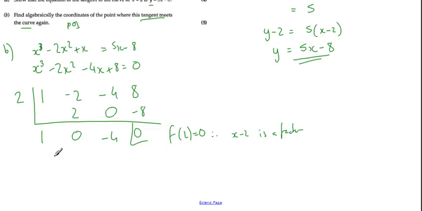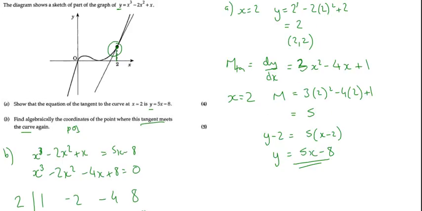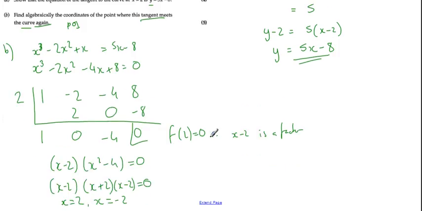Which means this equation becomes x minus 2 from the divisor and x squared minus 4 is equal to 0. Which when we factorise again gives me x minus 2 and then x plus 2, x minus 2 from that difference of 2 squares in the second bracket. And that solves to x equals 2 or x equals negative 2. Now the x equals 2 is obviously this point that we already know about, this point (2, 2). So the other point of intersection where it meets the curve again is going to be when x is negative 2.